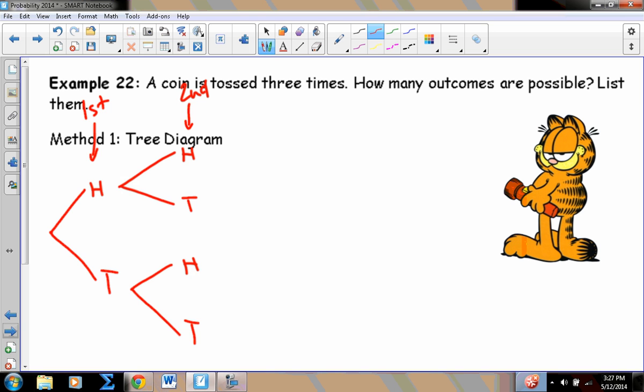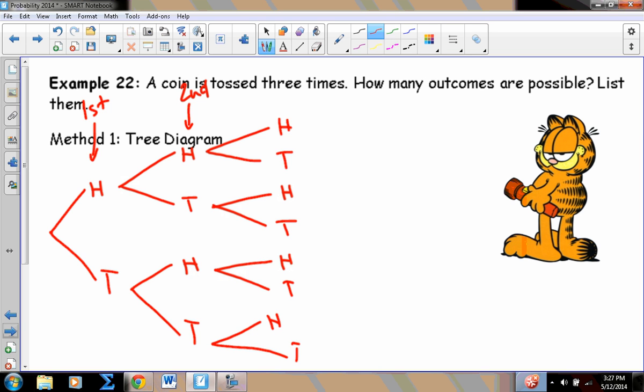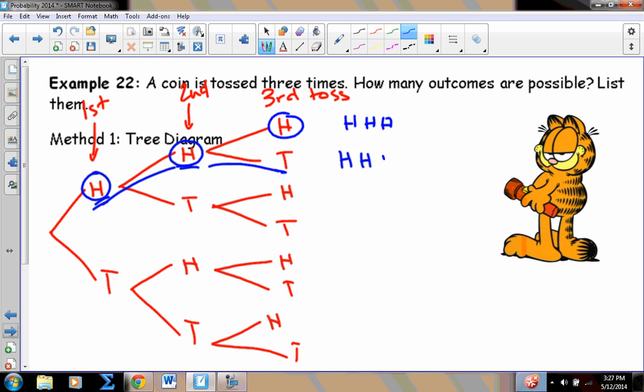If I get a head and then a head, I can still get another head or a tail. A head, tail, I could get a head and a tail. Head, tail, and head, tail. This is my third toss. Okay? When I read this tree diagram, this would be getting a head, another head, and another head. That would be getting 3 heads. Okay? If I did head, head, and followed it to this branch, this would be getting a head, and a tail. Okay? See how it's read?